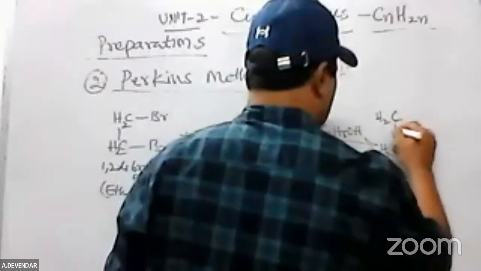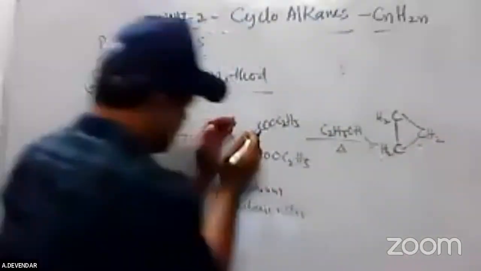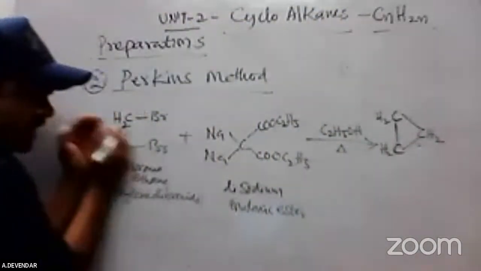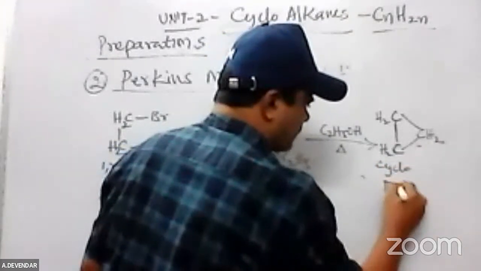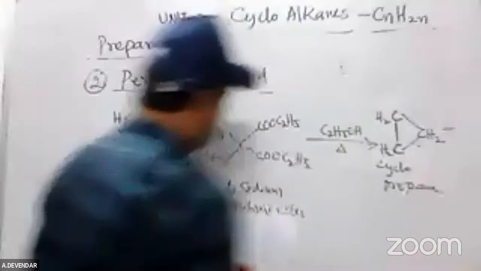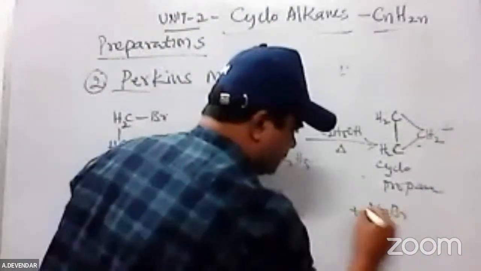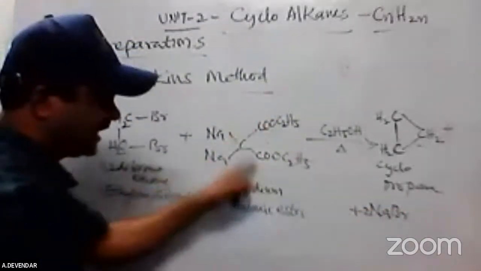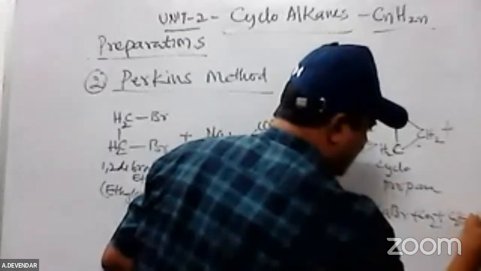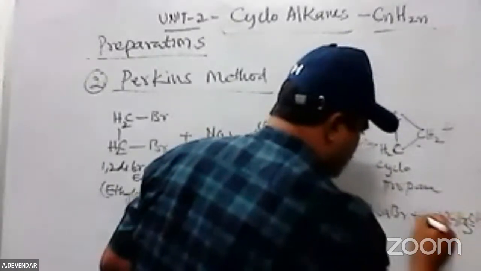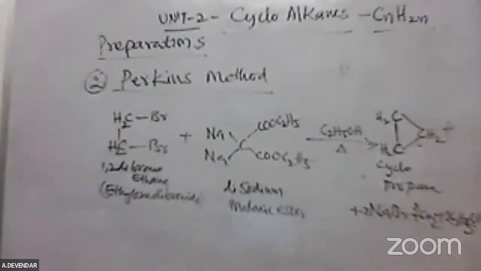CH2, CH2. This C carbon atom, these two are getting off cyclopropane. Next, we are getting sodium bromide. And next, we are getting carbon dioxide. Next, we are getting ethyl alcohol. Again, the product 2 moles. This is the Pulkins method, very simple.